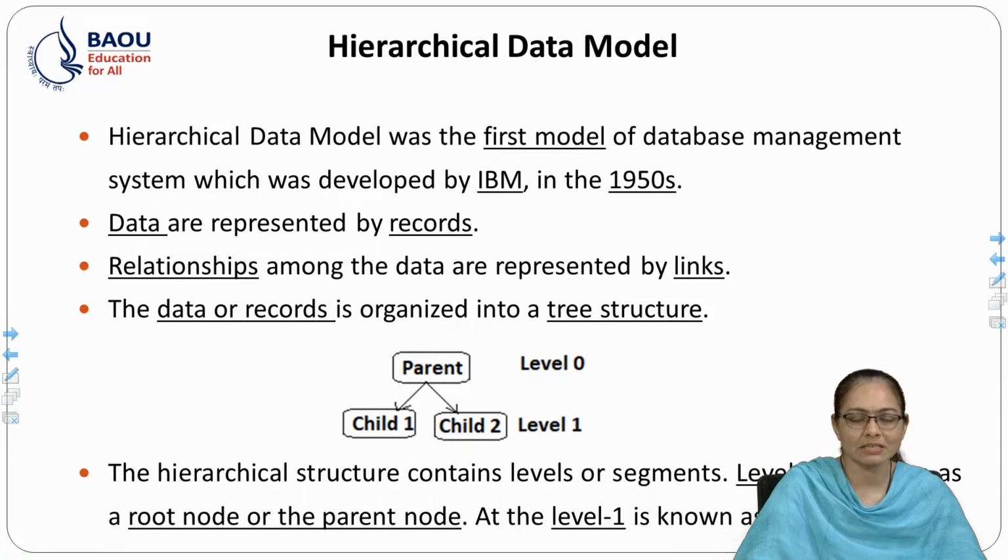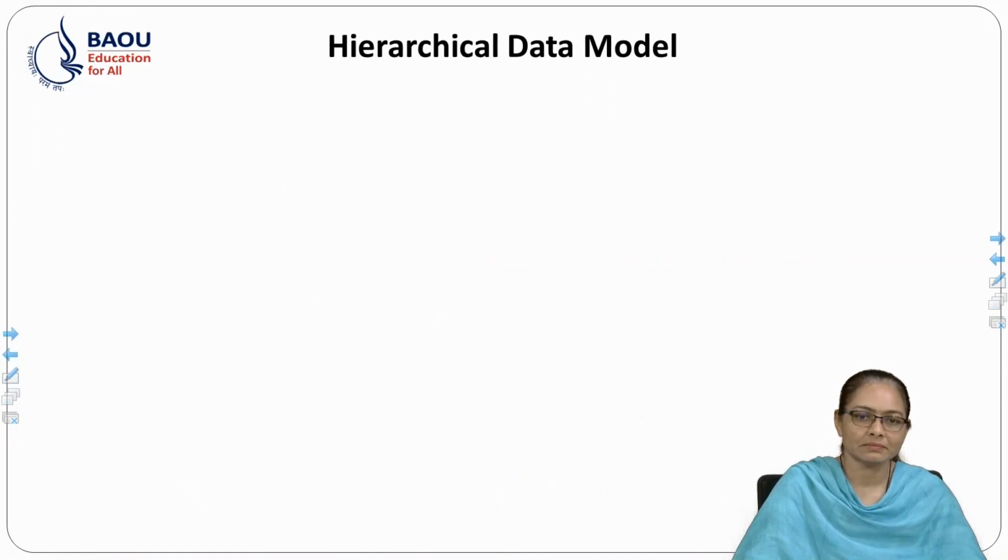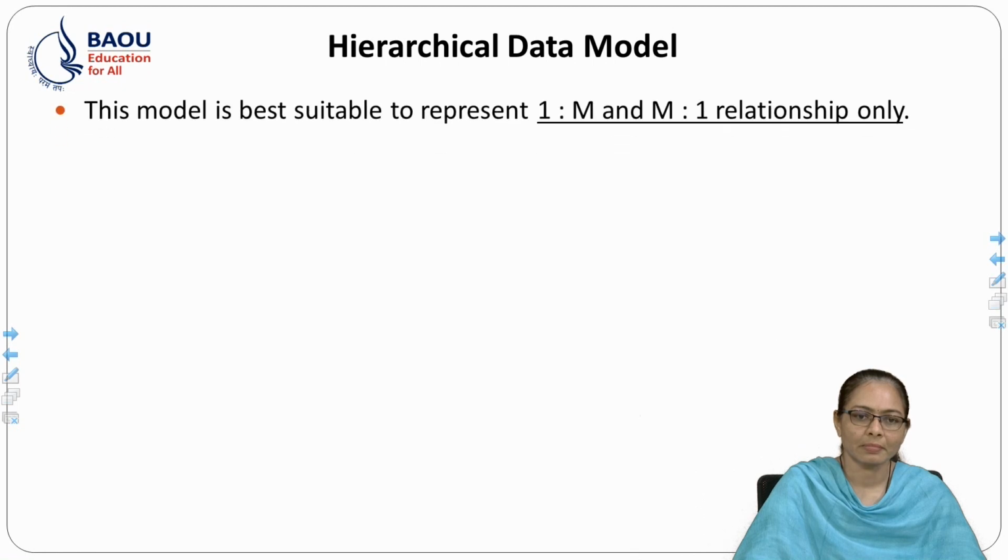Here the hierarchical model supports one to many relationships. So this model is best suited to represent one to many and many to one relationships only. Only these two, one to many and many to one, and it does not support many to many.